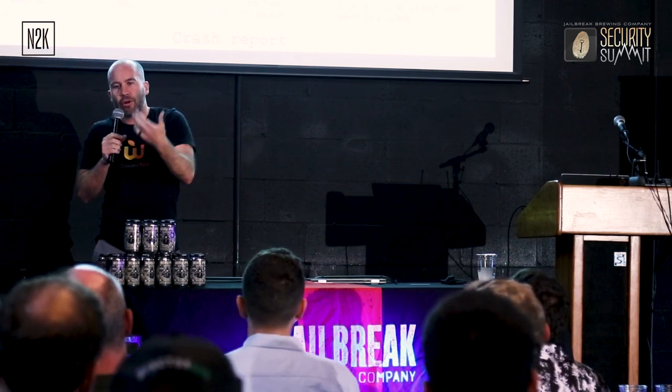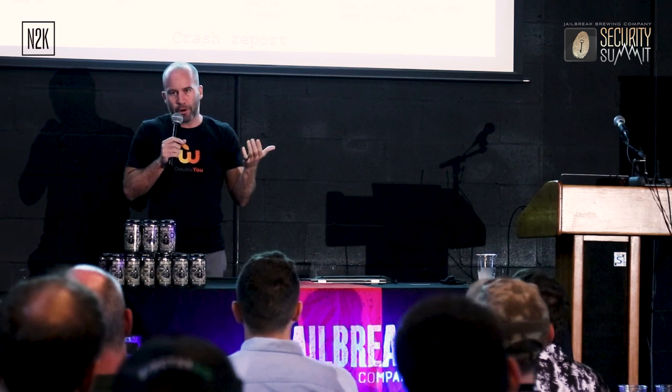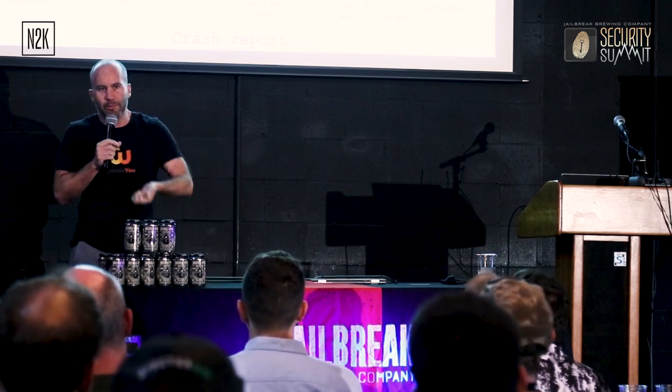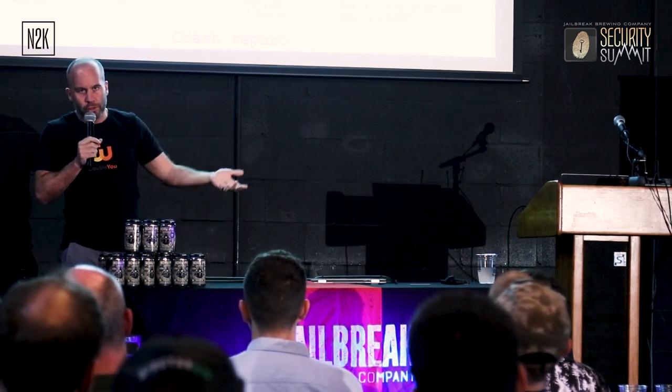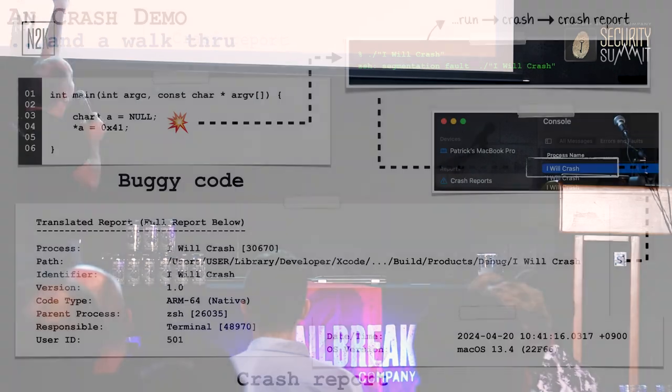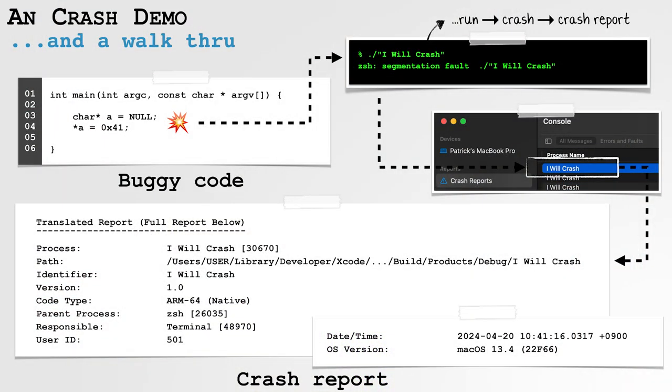Because normally, when you get a crash report, you don't actually have the source code for the project or the application, right? It might be malware or some closed source component. Okay, so at the top, we have some buggy code, super straightforward. We're basically dereferencing a null pointer, standard. When we compile and run this, no surprises here, it crashes, right? You can't dereference memory at address zero. If you do, this is going to crash, which means a crash report is generated.